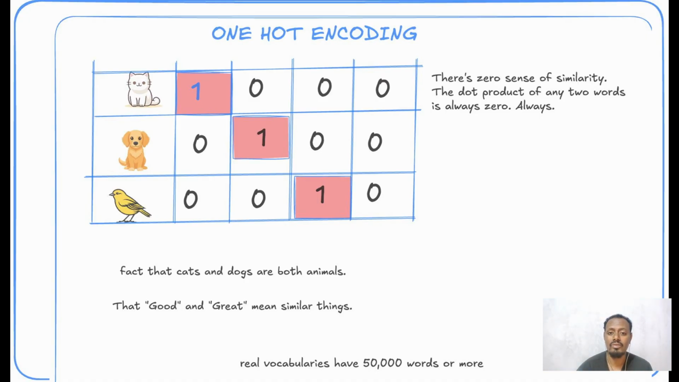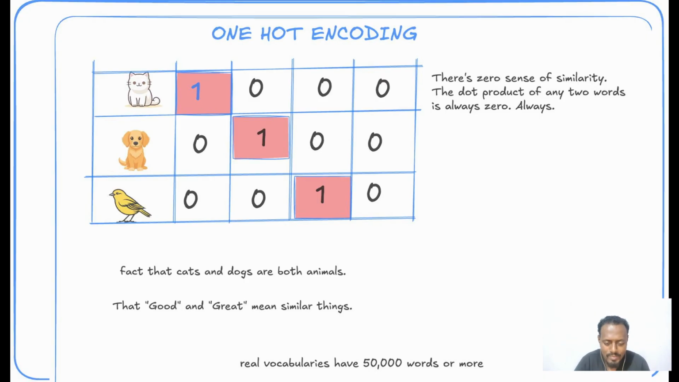But here is the issue. In this system, every single word is the same distance from every other word. Cat and dog look just as different as cat and justice. There is zero sense of similarity. The dot product of any two words is always 0. Always. The model is completely blind to the fact that cat and dog are both animals, or that good and great mean similar things.